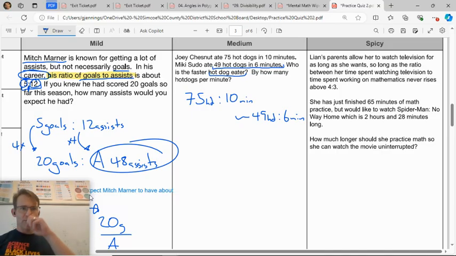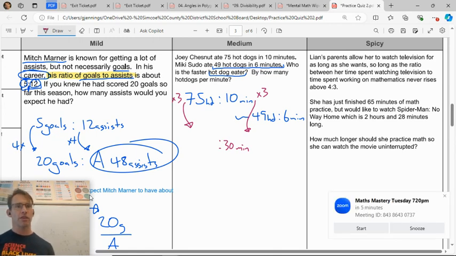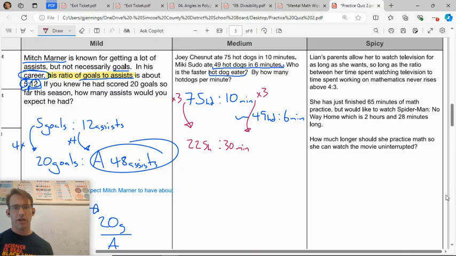Okay. So if we are looking at how many hot dogs we can eat per half hour, I'm going to look at Joey Chestnut's numbers and multiply them by 3. Okay? That's going to take 10 minutes up to 30 minutes. And I'm going to multiply the 75 by 3. Because if he eats 75 hot dogs in 10 minutes, he ought to eat 225 hot dogs in 30 minutes. Okay? So 225 hot dogs in a half hour. That's his rate. And is that correct? Yes, it's correct. If we were to go to hours, we'd be multiplying by 6. So he would be eating 450 hot dogs per hour.